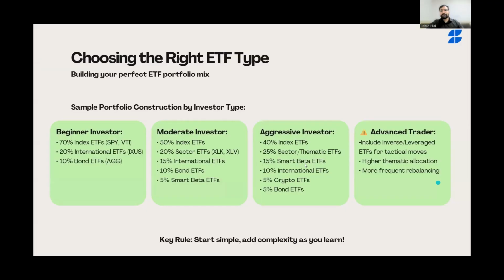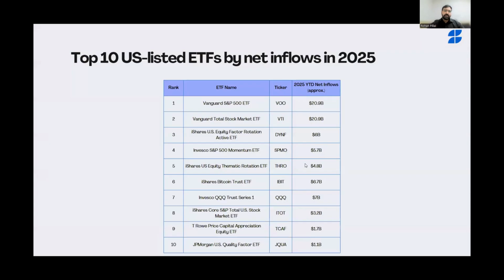So moving on, I just want to talk about the top 10 US-listed ETFs by net flow. When I say net inflows, I mean the amount of money that has gone into each of these ETFs. How much money have people spent to buy these ETFs alone in 2025?